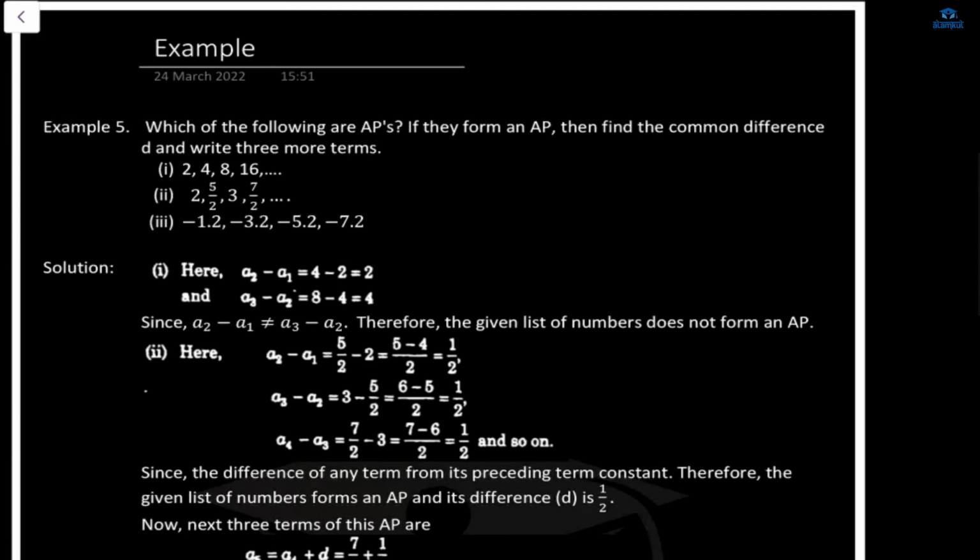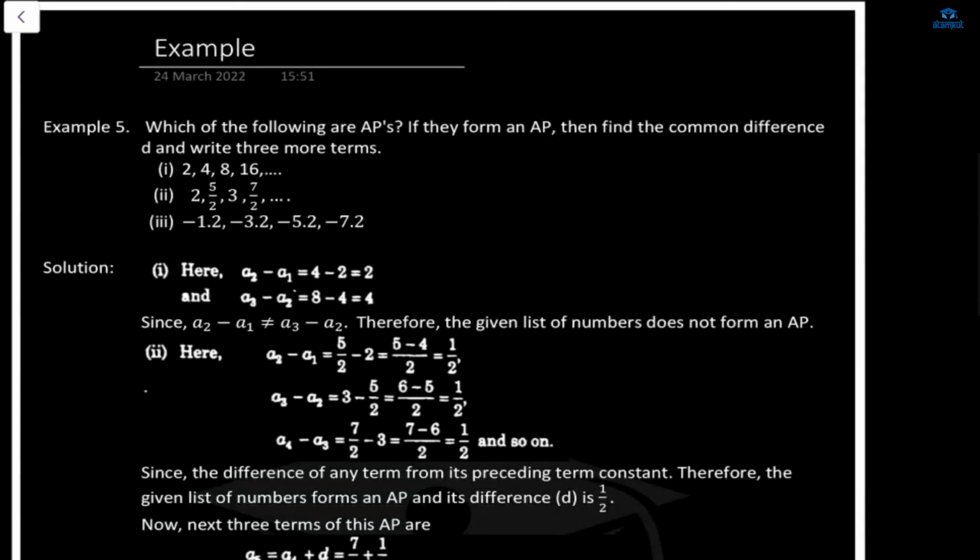Okay, so let's start with the first one: 2, 4, 8, 16. From seeing it only you can see that it is not in AP, because the difference between the terms is not the same, but still you need to show it in the examination. 4 minus 2 will be 2.